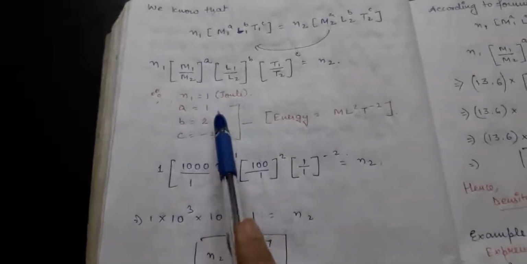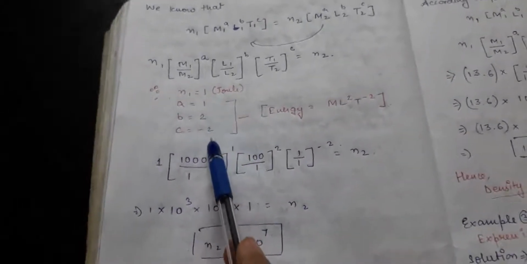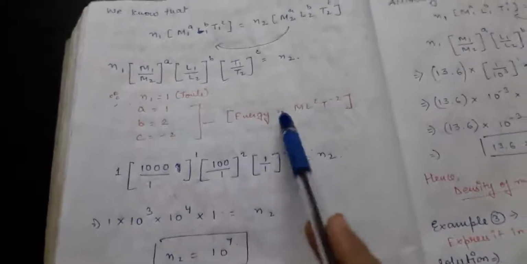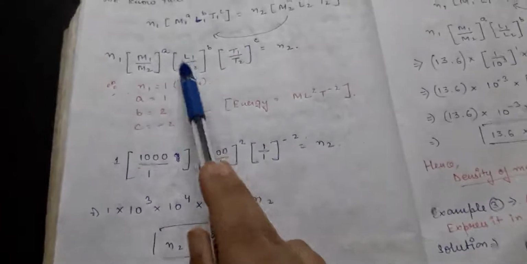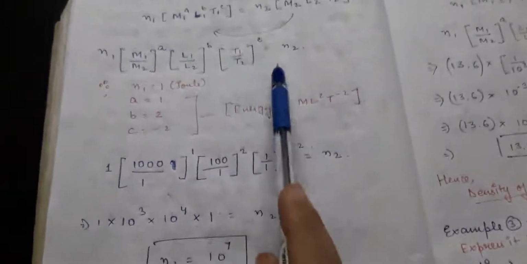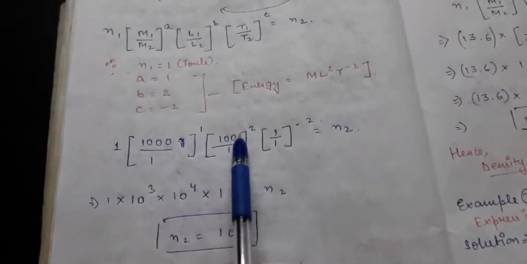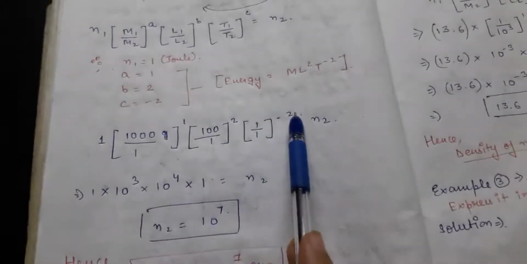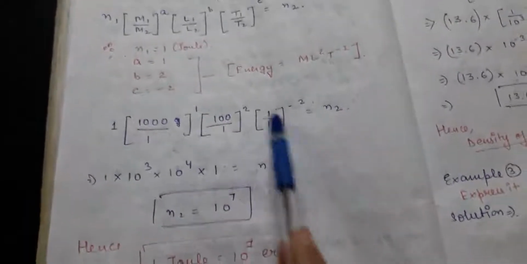Okay, now it is time to put in the values. Since we have to convert 1 joule, N1 is already given as 1, a is 1, b is 2 and c is minus 2. Why? Because the energy dimensional formula is ML²T⁻². So the power of M will be 1, the power of L will be 2 and the power of T will be minus 2. I am just putting in the values which have been given. So 1000 upon 1 whole power 1, 100 upon 1 whole power 2 and 1 upon 1 whole power minus 2. Since these are all 1, I am just ignoring them.